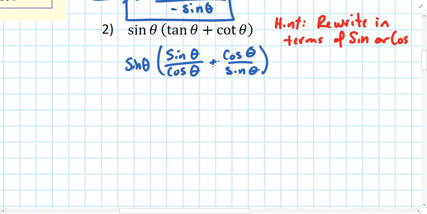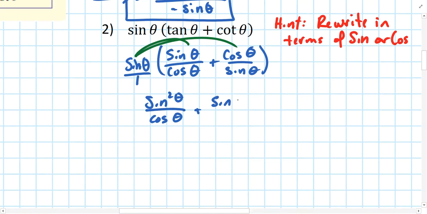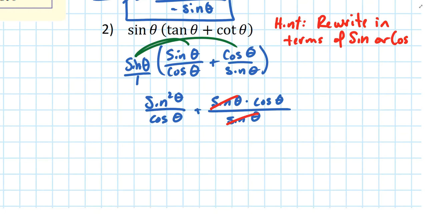Rather than worrying about these fractions on the interior, I'm actually going to distribute this sine into the grouping symbol. And this sine function out front is kind of like a sine over 1. So when it does distribute, this multiplication occurs only in the numerator. So I'm left with sine squared over cosine plus sine theta times cosine theta over sine theta. And at this point, you might recognize that sine theta will cancel with sine theta. And now we're left with sine squared over cosine plus cosine theta.